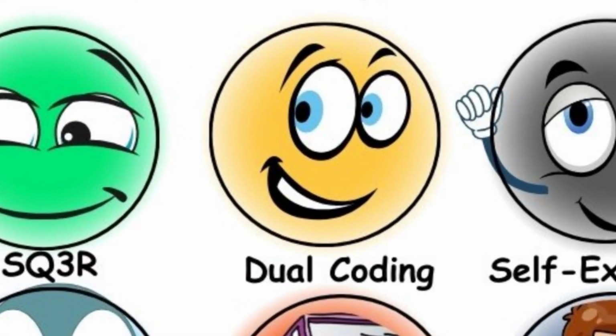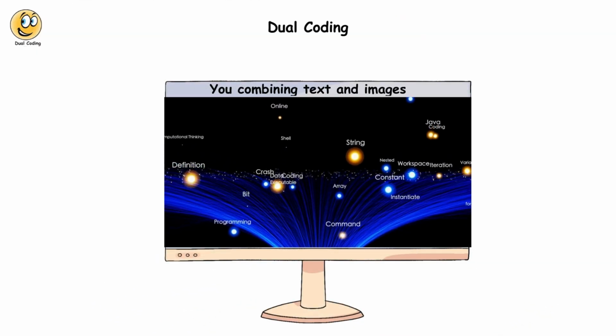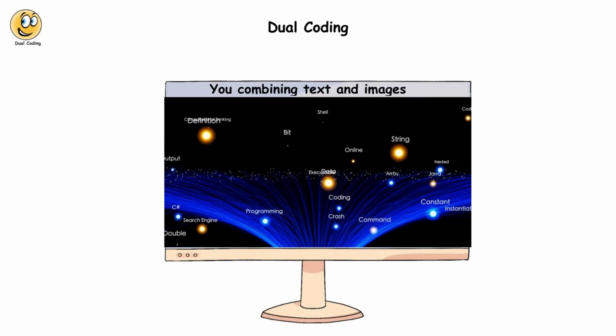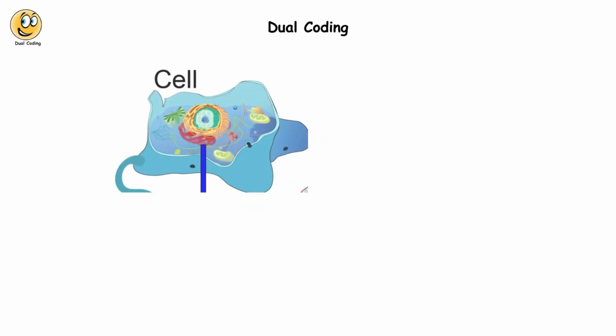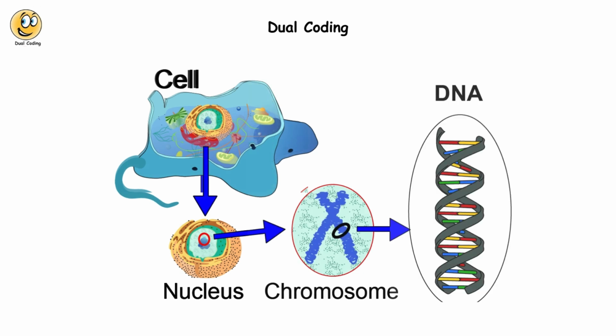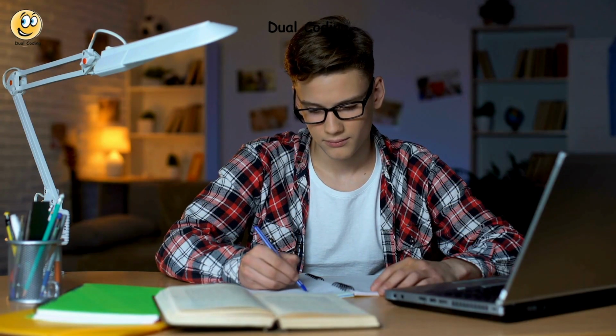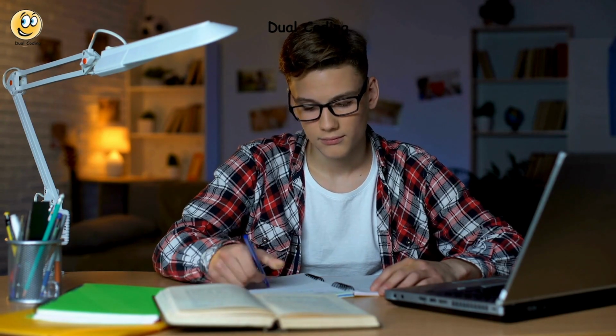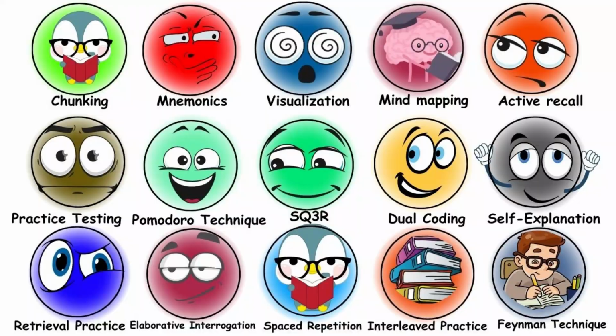Dual coding. Dual coding involves combining words and visuals to learn better. For example, when studying biology, look at diagrams along with the text. Create charts, graphs, or draw pictures related to the content you're learning. This engages both verbal and visual memory, making information easier to recall. It's like giving your brain 2 ways to remember the same thing.